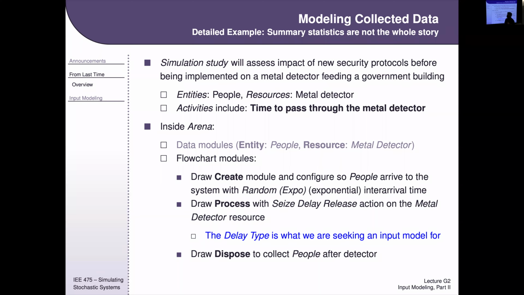And those people, we're gonna assume, arrive with a random exponential inter-arrival time in between them that we'll have to parameterize. And we'll then need to draw the process, which is the metal detector, which will seize, delay, release a metal detector. And the delay type is what we are now trying to model. So that's kind of the thing that we're trying to figure out, what's the right model for delay type here. And then we draw a dispose to collect the people.